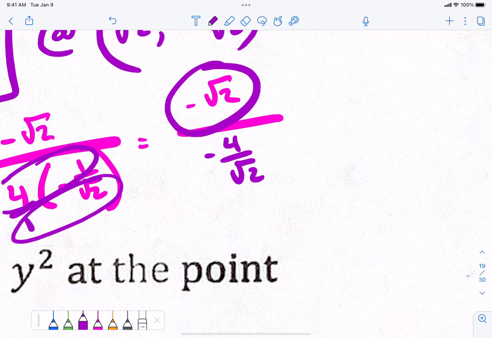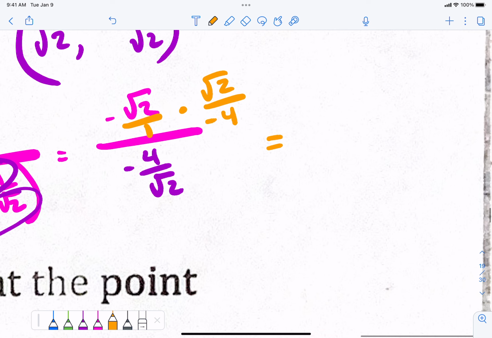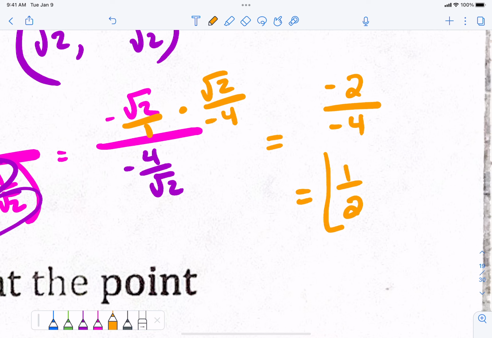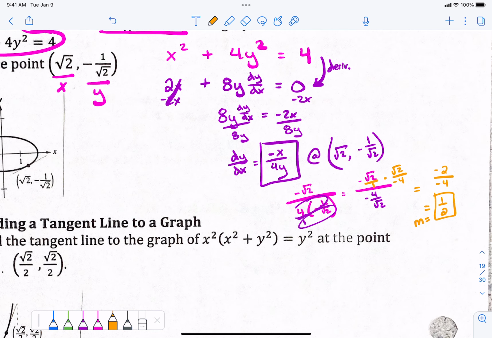What is this as a fraction on top? Negative square root of 2 over 1, right? I'm going to keep, flip it to the top. So I'm going to multiply by the square root of 2 over negative 4. Got it? What's the square root of 2 times the square root of 2? 2. So this would be negative 2 over negative 4, which is 1/2. Okay, what is that? That's the slope. That's the slope of my tangent line. So the m would be 1/2, right?